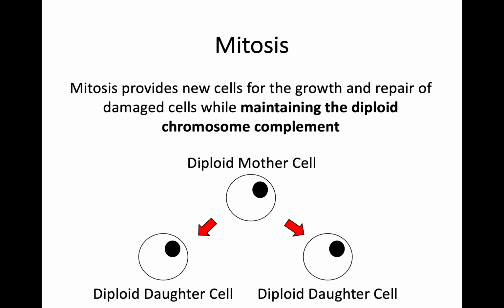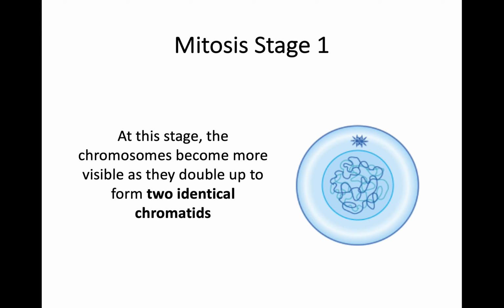The other thing that happens during this is while new cells are produced from an original cell, which we call the mother cell, they produce two genetically identical daughter cells, and these maintain the diploid chromosome complement. What this means is that the number of chromosomes in the mother cell will be the same as the number of chromosomes in each daughter cell. They are not halved each time. They maintain that same number of chromosomes, so they maintain the diploid chromosome complement.